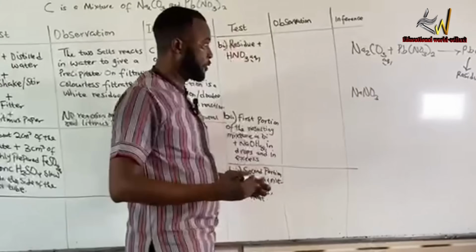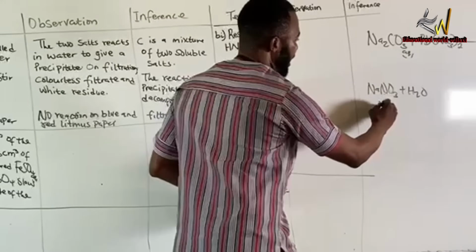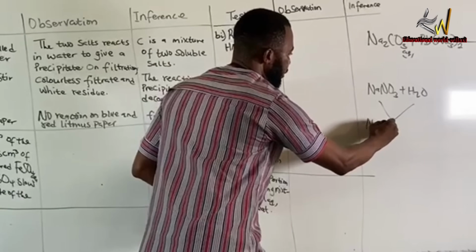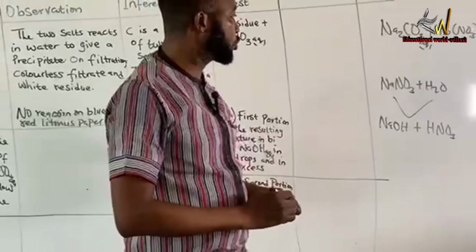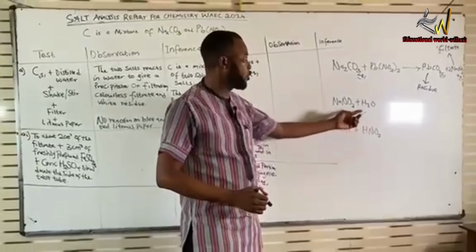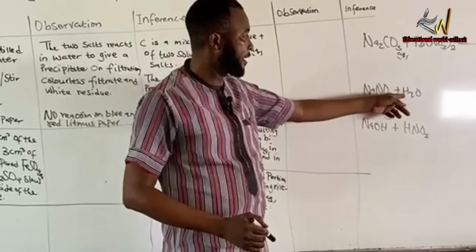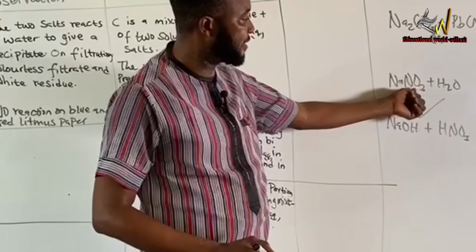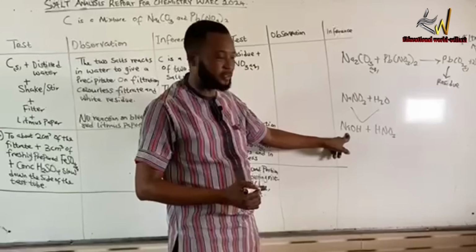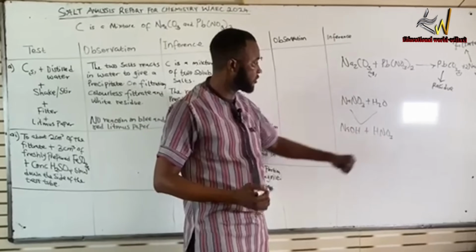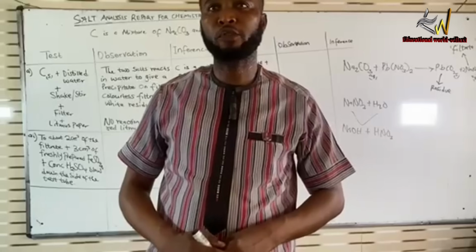Of course, it's going to be neutral because when you dissolve this compound in water, what you have will be NaOH and HNO2, because the water would dissociate into OH minus and H plus. The OH minus will combine with the sodium there to give you sodium hydroxide, and the H plus will combine with the acidic anion here to give you HNO2. So we see that sodium hydroxide is a strong base, a strong alkali, and HNO2 is a strong acid. So there will be no action on either blue or red litmus papers.